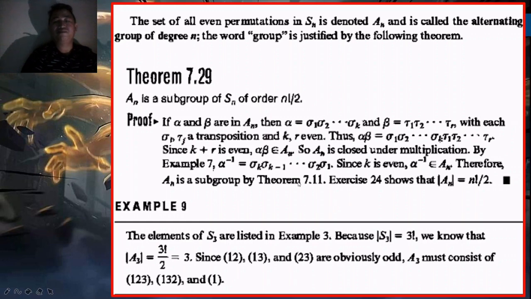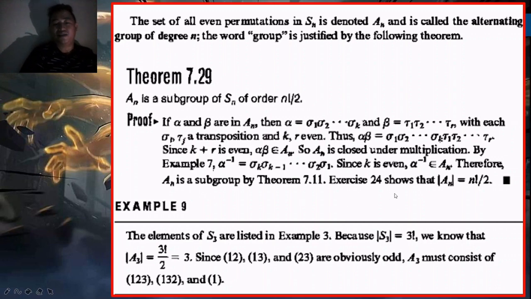So by Theorem 7.11, An is a subset of Sn, since it is only the even permutations in Sn. That is the closure property, and then the inverse is an element too. So by Theorem 7.11, we have closure and inverse. So An is a subgroup of Sn.